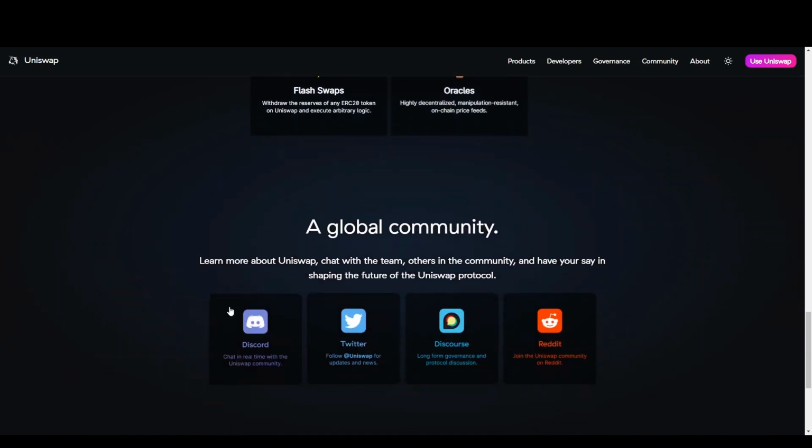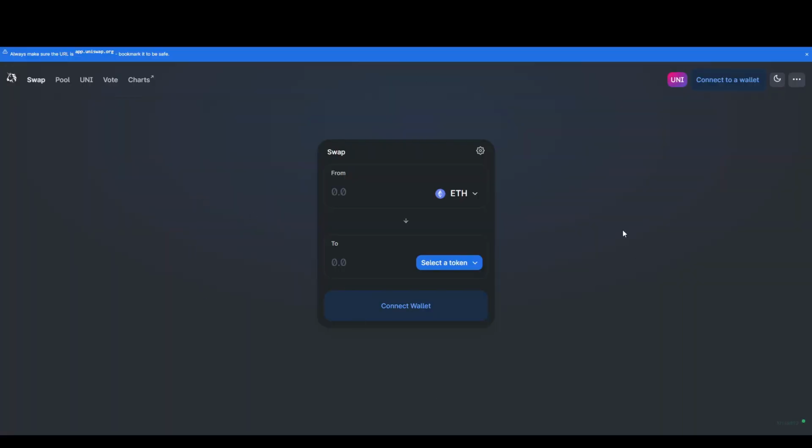They have a massive community. We won't really get into that, but let me just show you the interface and then we can move on to the technicals really quickly.